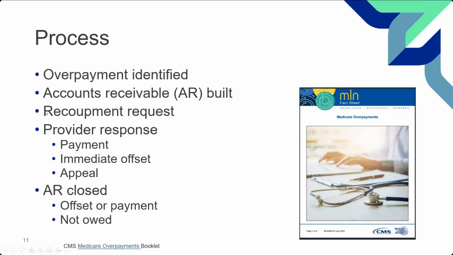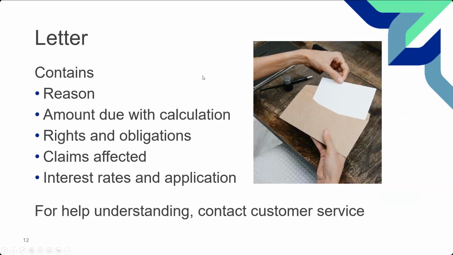Now, going to jump back up to this letter for a moment. So, as I said, HIGLAS triggers our system to send you a letter. What is interesting about that trigger is that it can be a person manually keying it in, saying, I want this or this or this, or it doesn't have to be. The letter will contain the reason for the overpayment, the amount that is due with how we calculated that amount, your rights and obligations, any claims that are affected, and any interest rates that will be applicable. So how will they apply and when will they apply? So if you need help understanding the basics of the letter, it is something you have to go to customer service with, okay?